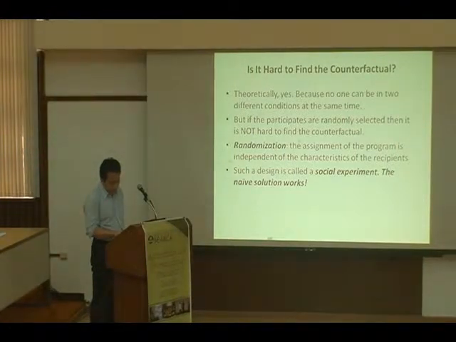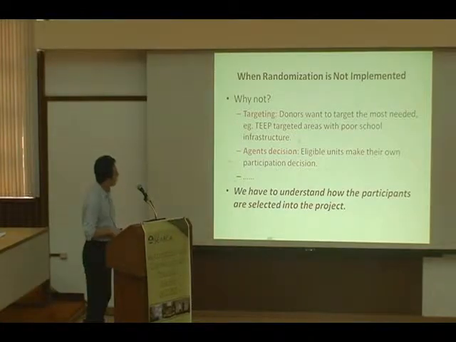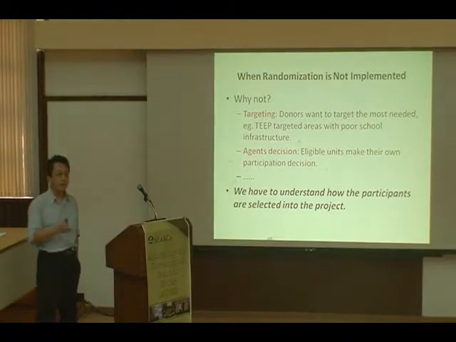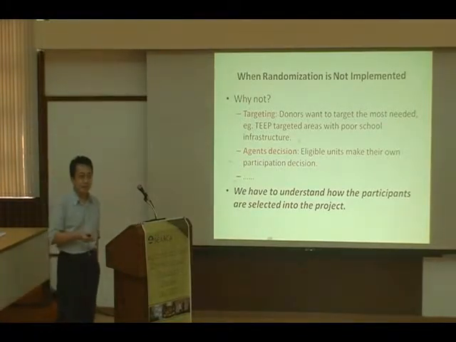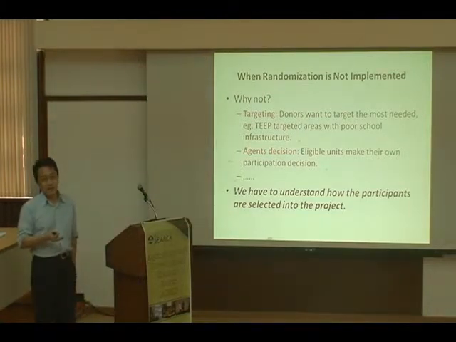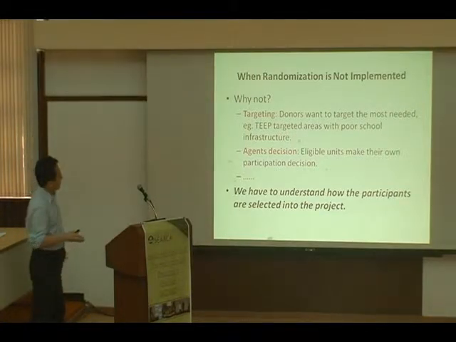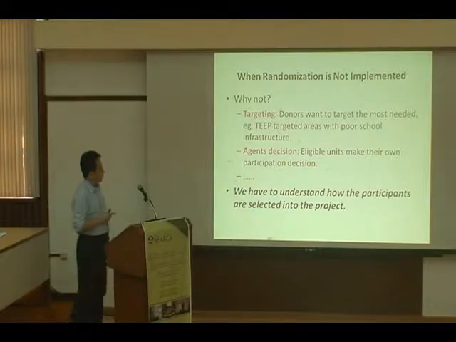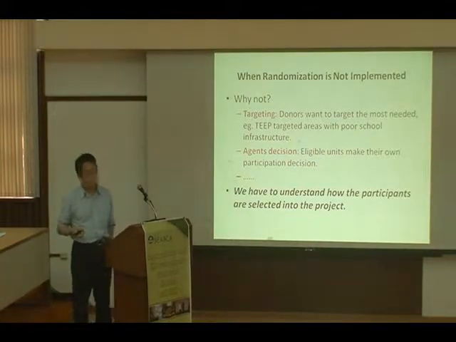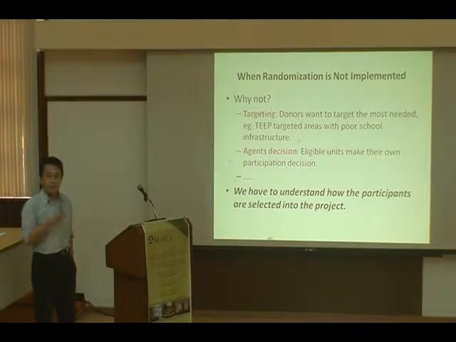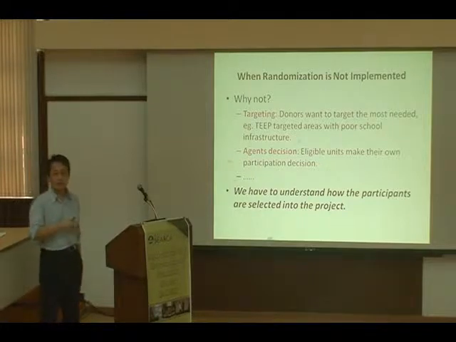But this is quite difficult to implement because any policy has an objective, which means the government has a target criteria. Think about the cash transfer program. Cash transfer is not distributed randomly in the population. They target poor people, poor households, with some conditions. So if targeting is functioning, the policy is not randomized. And there's also an endogenous decision by economic agents. They choose to participate sometimes. They choose not to participate sometimes. So this is not a random process.